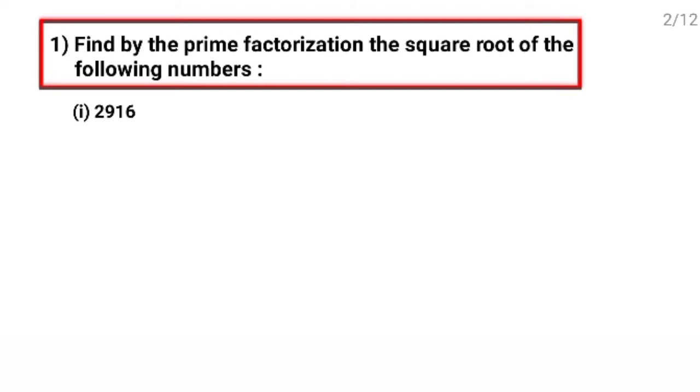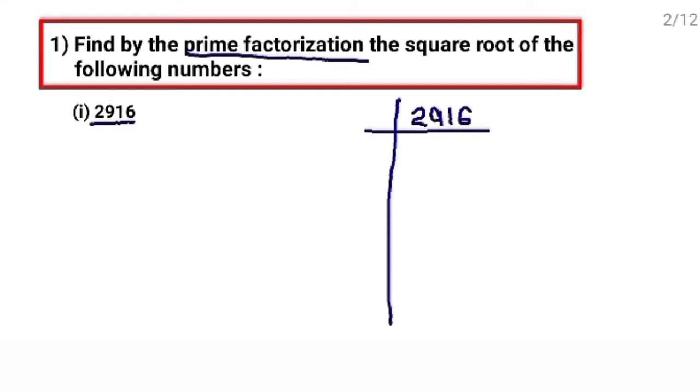Question number 1 of this exercise is: find by the prime factorization method the square root of the following numbers. You want to find the square root of 2916. So write here 2916. The last digit is 6. And as I told you, if the last digit is 2, 4, 6, 8 or 0, those are even numbers and those numbers will be divisible by 2.